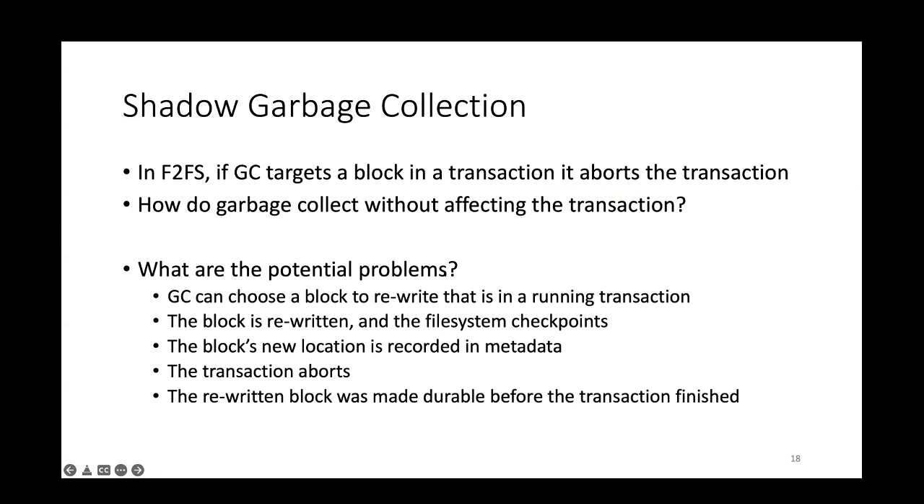There's one important problem that this introduces. If we have a running transaction and garbage collection chooses a block to rewrite, we rewrite the block to a new location and then there's a file system checkpoint. So this block's new location is going to be recorded in metadata. Now, when the transaction aborts, because the system checkpointed, this newly rewritten block was made durable before the transaction finished. So when we abort the transaction, we have the wrong version of the block.